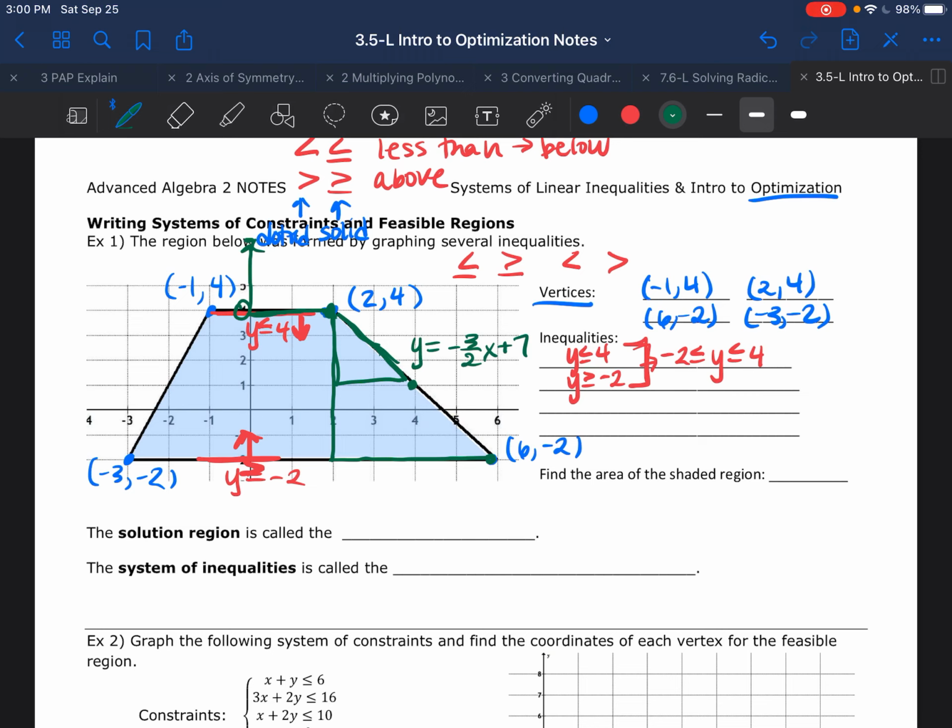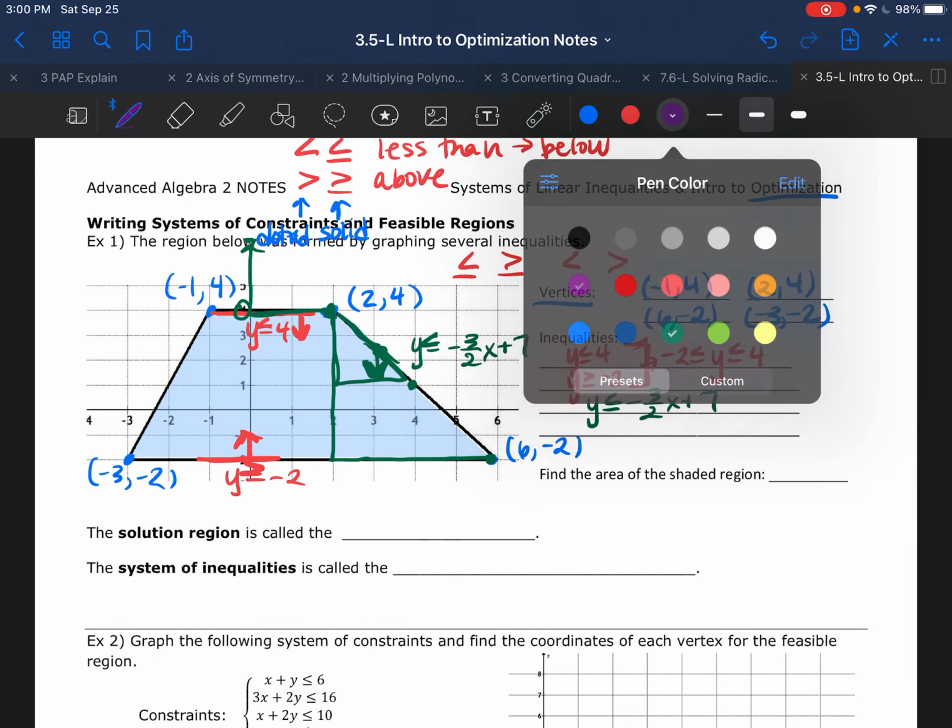When you're trying to decide whether you want a greater than or a less than sign here, pick a point on the line, so I'm going to pick this one, and then draw an arrow to the shaded region. If you have to draw an arrow down to get to the shaded region, it's your less than. So there's another inequality: y is less than or equal to -3/2 x plus 7.